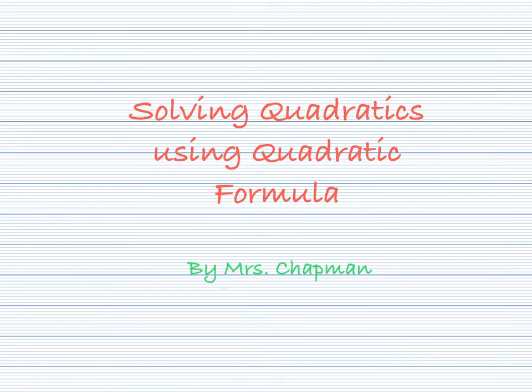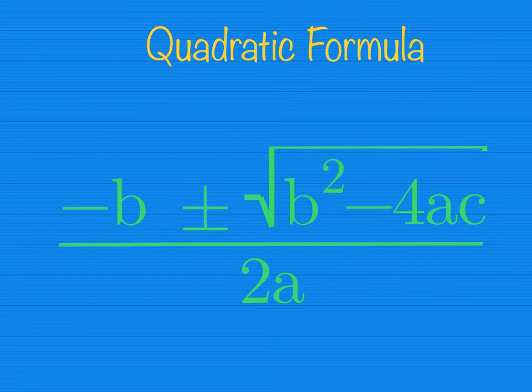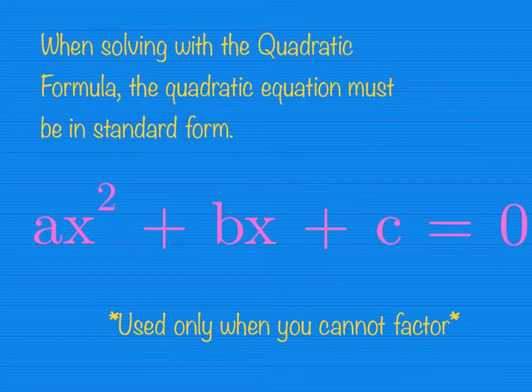Solving quadratics using the quadratic formula. The famous quadratic formula: negative b plus or minus the square root of b squared minus 4ac, all over 2a. That formula is used to solve quadratic equations. You need to make sure that you are in standard form, ax squared plus bx plus c equal to 0. The purpose of the quadratic formula is to only be used when you cannot factor.